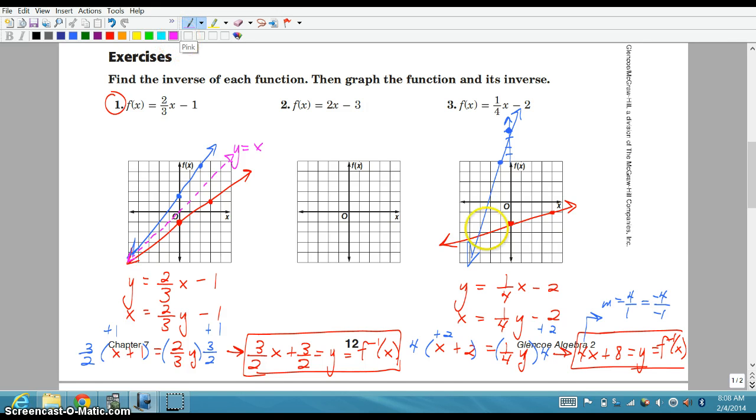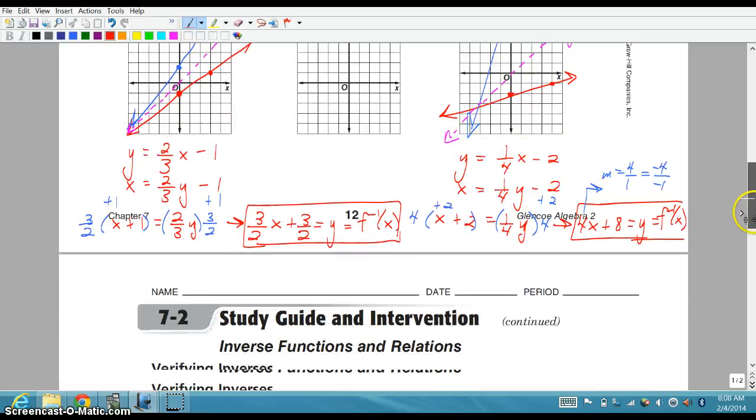Yet again, I will finish this off with the line y equals x. This line is our quote-unquote axis of symmetry and provides that symmetric relationship between x and y values on each respective function. Let's take a look at the next page.